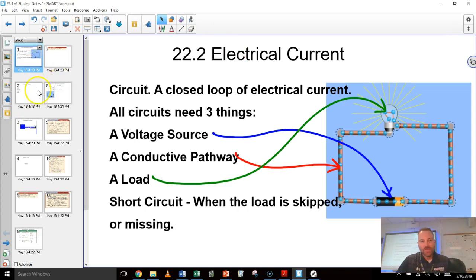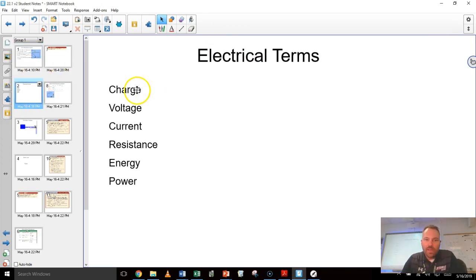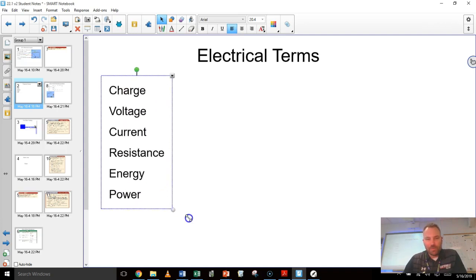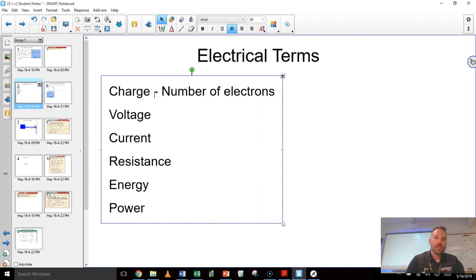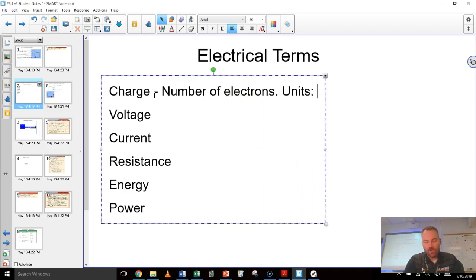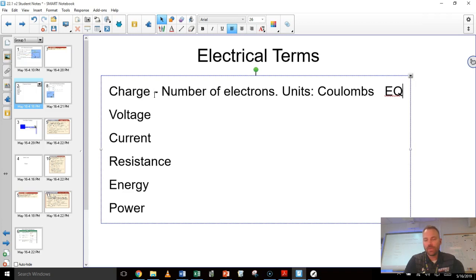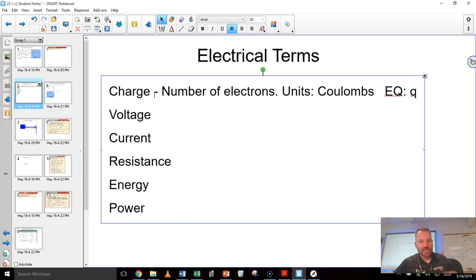Let's go back, we'll define a few terms. You've maybe heard these terms in your day-to-day, but we're going to define them pretty specifically now in a physics sense. Charge. That's basically the number of electrons. The units are coulombs. And in an equation, you'll see it as the letter Q. And you've seen this before in static electricity where it's Q1 times Q2 divided by the distance squared. Voltage. This is a new term for us. Voltage is like pressure.